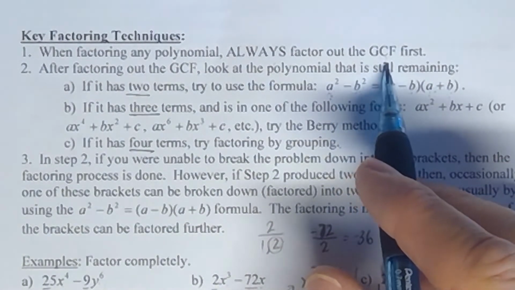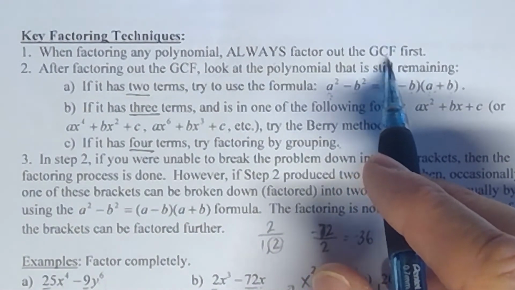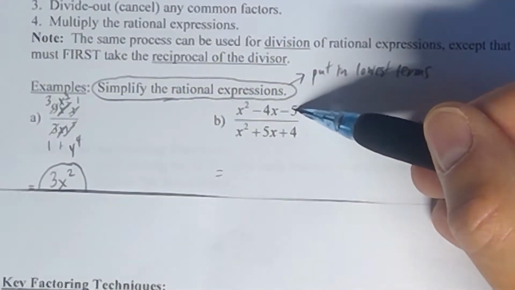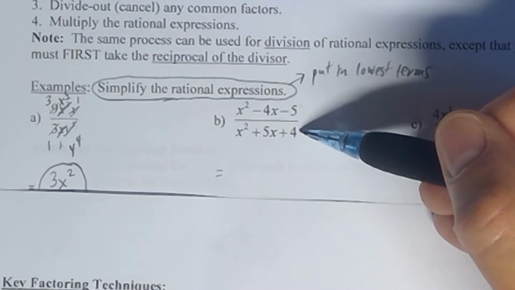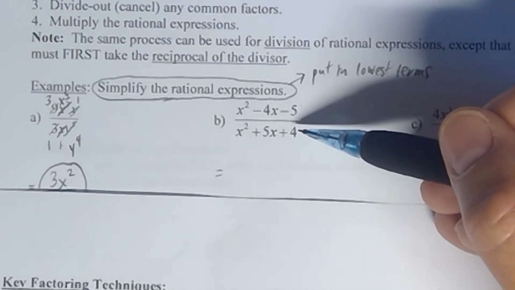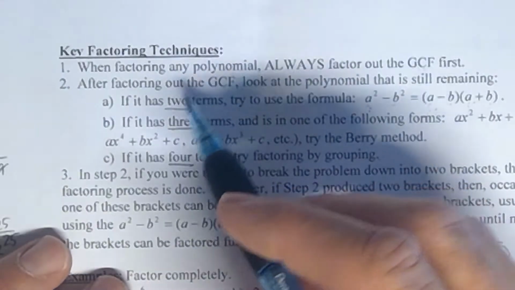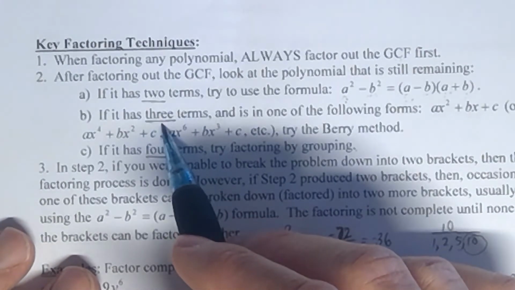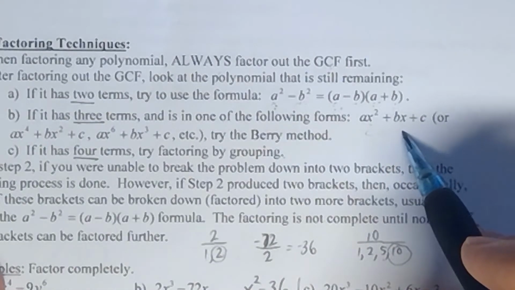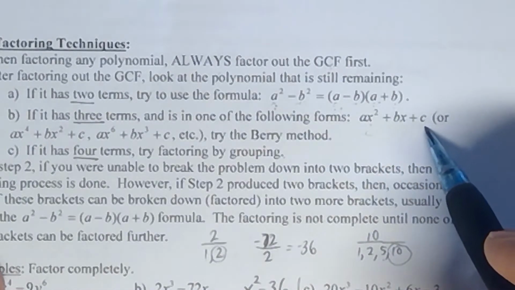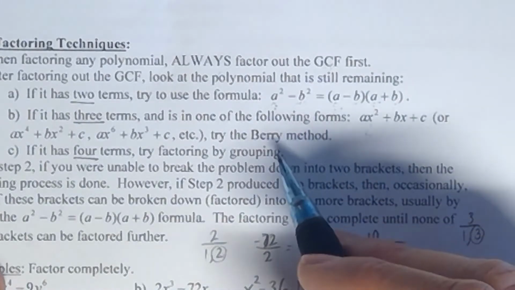Again, we're always going to look for the GCF first when we're factoring. You'll notice in both of these polynomials, though, the GCF is equal to 1. And so you can skip that step when that happens. But then in the second step of the factoring process, if you have 3 terms and it's in this form where you have x to the second, then x to the first, and then no x at all, we do the Berry method.